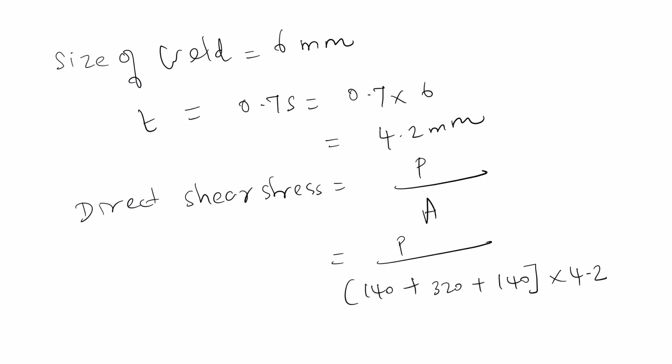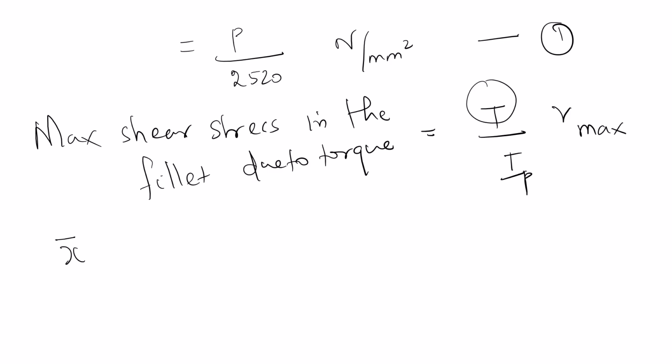So from this I am calculating the direct shear stress, P by A. The load P, and A is the area of the weld. It is provided on the three sides, as we have seen. So 140, that horizontal portion, 320 and 140, into 4.2. So that is the area of the weld which we have observed in the previous slides. So from this I am obtaining the direct shear stress, P by 2520. You simplify this, you can get it.